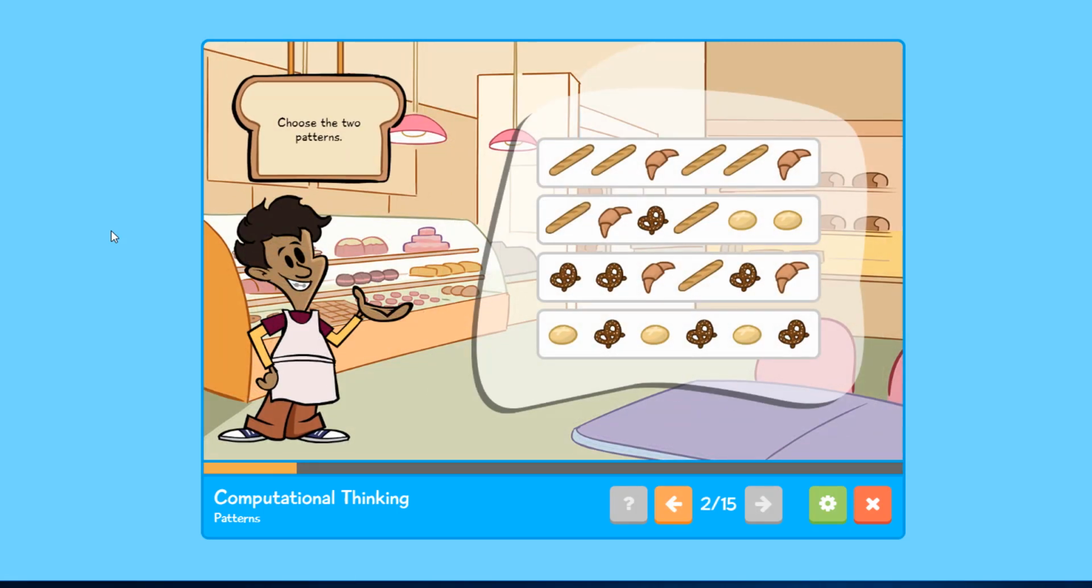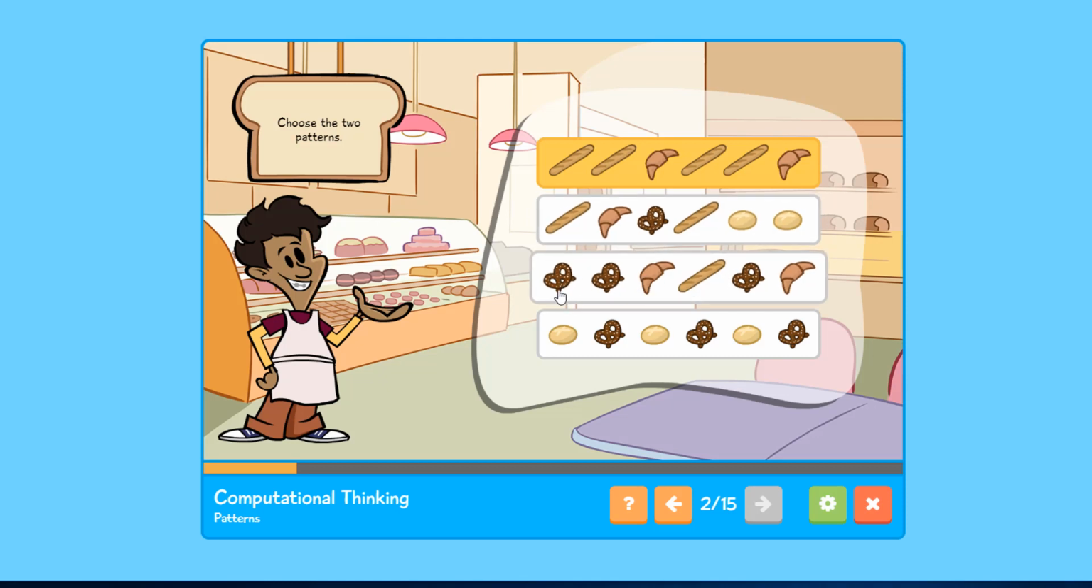Let's find some patterns. Which of these are patterns? Choose two. So remember, a pattern is something that repeats itself over and over and over again. So you're going to click on two of these that are patterns. So let's see, does this look like a pattern? You have breadstick, breadstick, croissant. Breadstick, breadstick, croissant. That looks like a pattern, so I'm going to choose that. Here's this one. Breadstick, croissant, pretzel. Breadstick, I don't even know what this is. We'll call it a muffin. Muffin, muffin. Does that look like a pattern? No, I don't think so either.